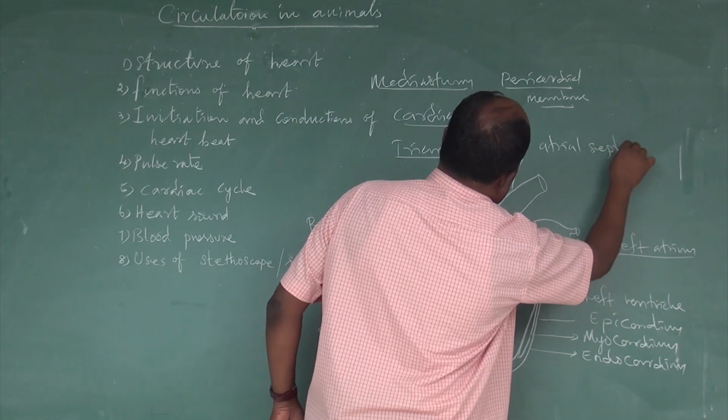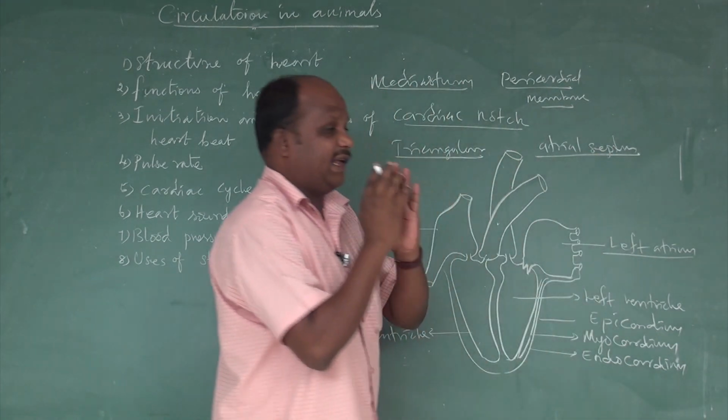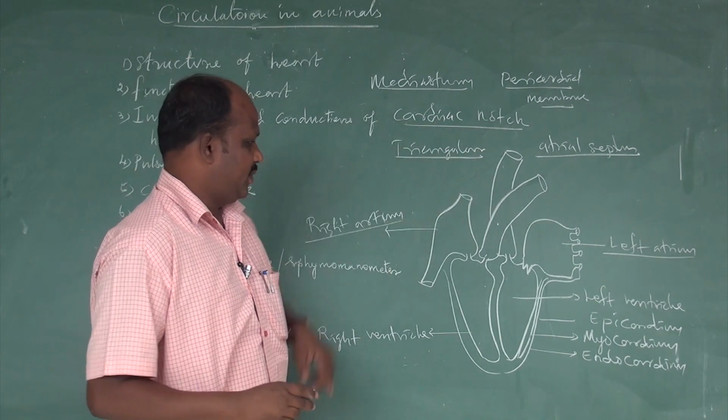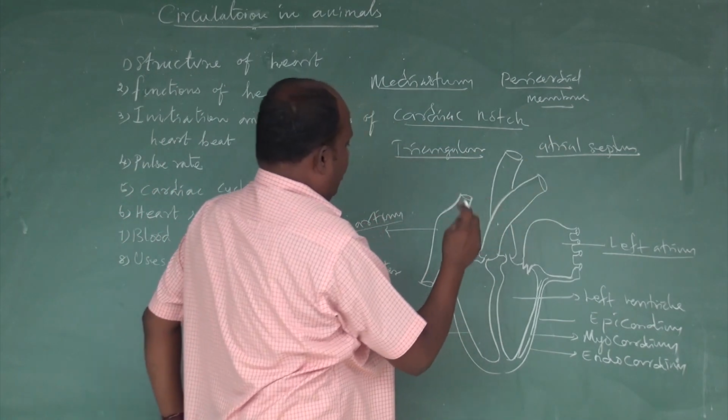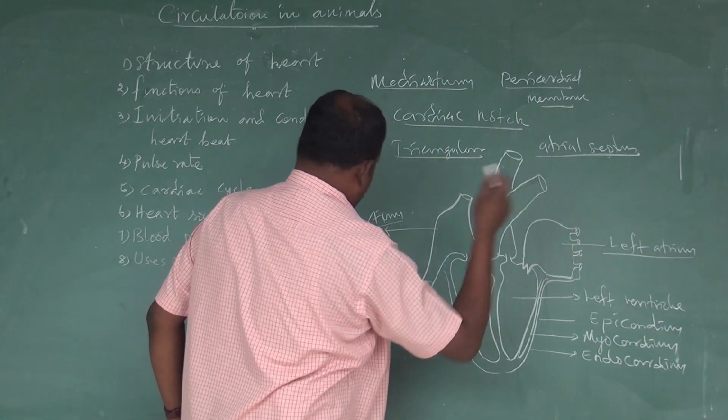Atrial septum. Septum means dividing chamber, and that is called the atrial septum. It divides the two upper chambers: one is the right atrium, the second one is the left atrium.